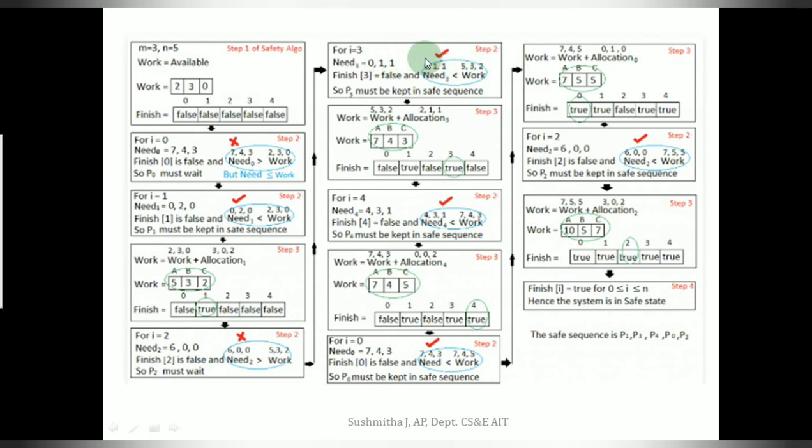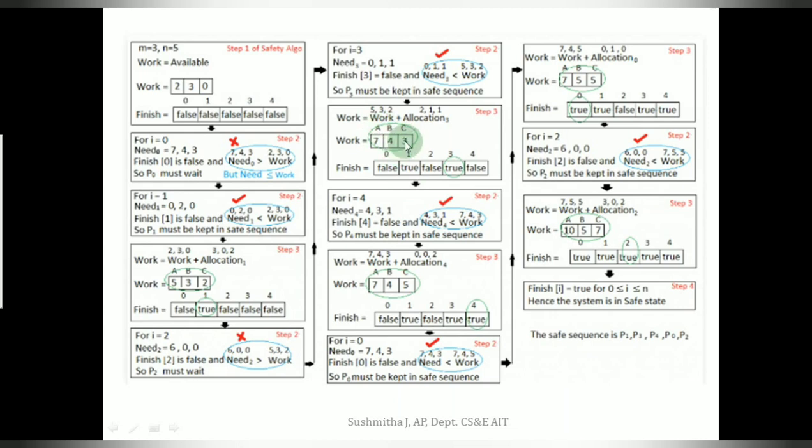Now again let us see the next process, that is your process P3. So the need of process P3 is 011. Can I satisfy 011? Yes, because my available or work is 532. So process P3 becomes true. You can see here process P1 is true as well as process P3 is true. So after it is true, now the allocation of process P3 is added.